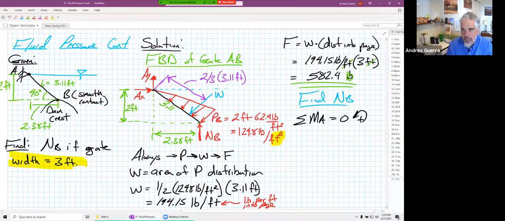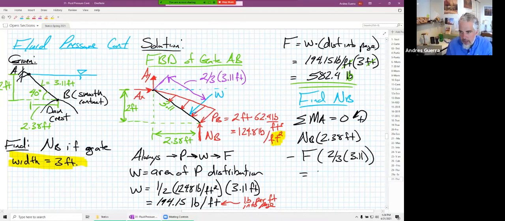So let's see, we're going to have NB times 2.38 feet, minus F times 2/3 of 3.11. That's everything that's causing a moment about A, equal to 0. We're going to find that the normal force at B is equal to 507.4 pounds.